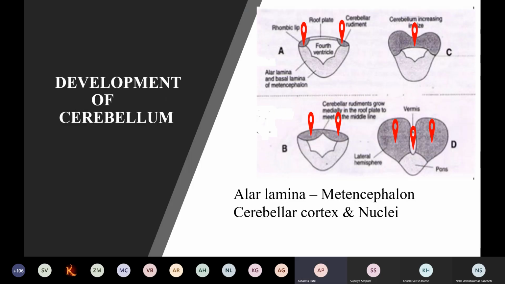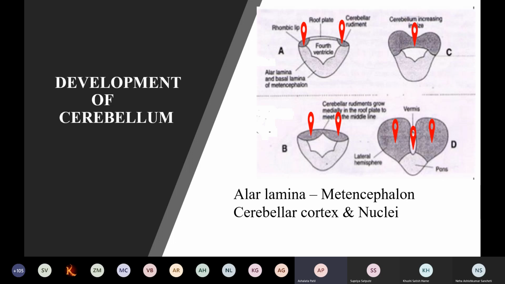Now coming to the development of the cerebellum. The cerebellum develops again from the metencephalon, from the alar lamina of the metencephalon. The hindbrain vesicle develops into the pons, medulla, and the cerebellum. Together they constitute the hindbrain. So the cerebellum develops from the alar lamina of the metencephalon, which forms the cerebellar cortex and the nuclei.